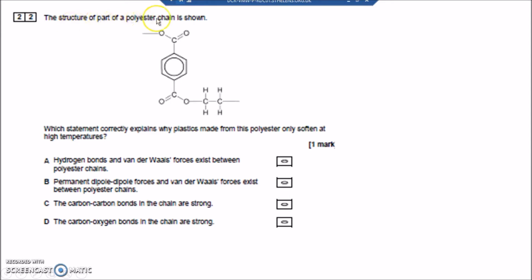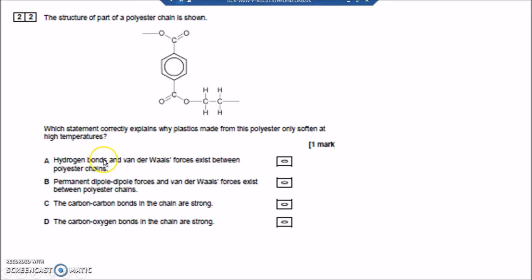The structure of part of a polyester chain is shown below. So we've got a polyester, the COO here, and we've got a long chain molecule. Which statement correctly explains why plastics made from this polyester only soften at high temperatures? Well, first of all, soften. To melt them, you're breaking the intermolecular bonds between the chains. You're not actually breaking the bonds within the chains. It's the intermolecular bonds between the chains that you're breaking to separate the chains to make it soften. So that's the first thing.